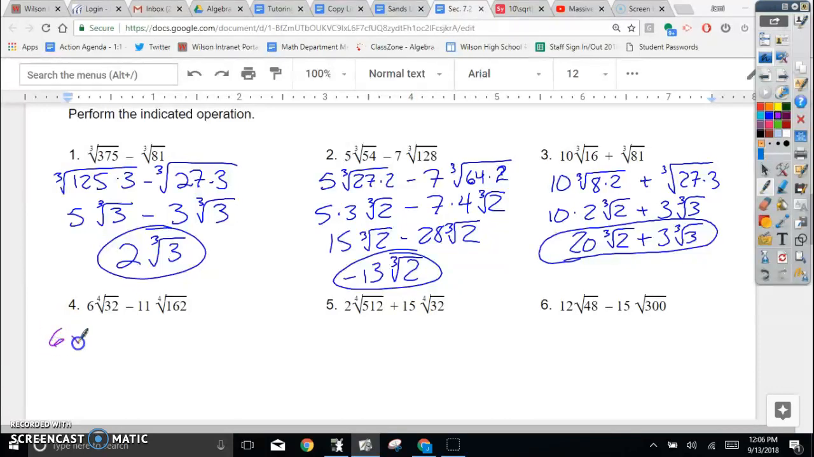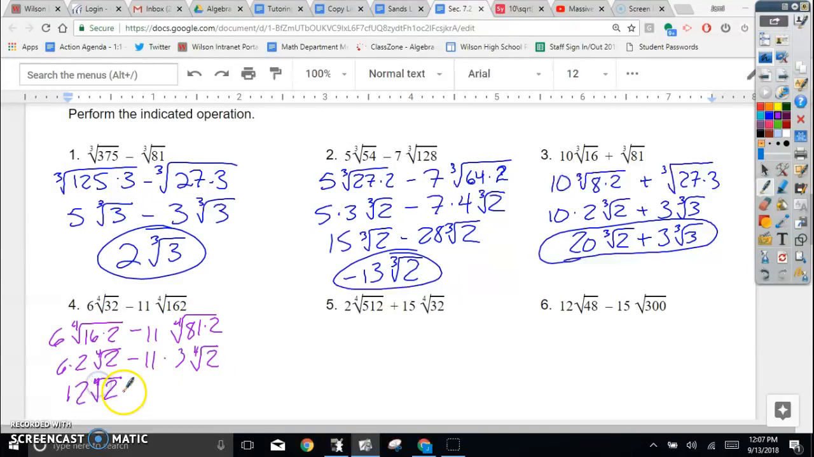Fourth roots. We can do the fourth root of 16. So 16 times 2. And over here I can do the fourth root of 81. So this is 6 times 2 times the fourth root of 2 minus 11 times 3 times the fourth root of 2. The fourth root of 81 is 3. So this is basically 12 times the fourth root of 2 minus 33 times the fourth root of 2. 12 minus 33 will give us negative 21 fourth roots of 2.